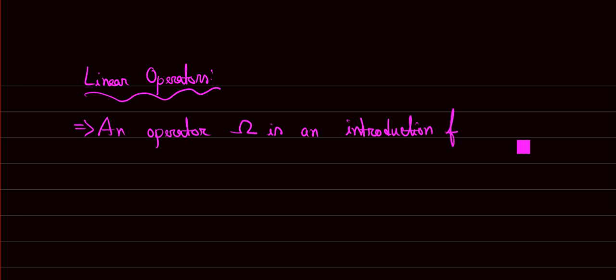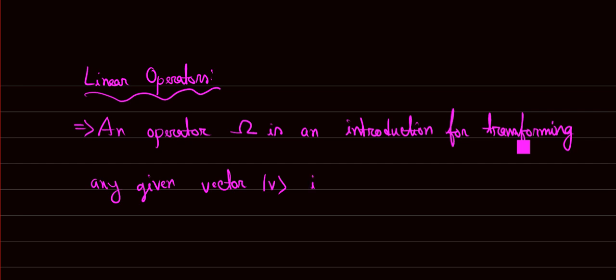So first we have to define what is a linear operator. So an operator, let's write it denoted by omega, is an instruction for transforming any given vector, let's say V, into another vector V prime.